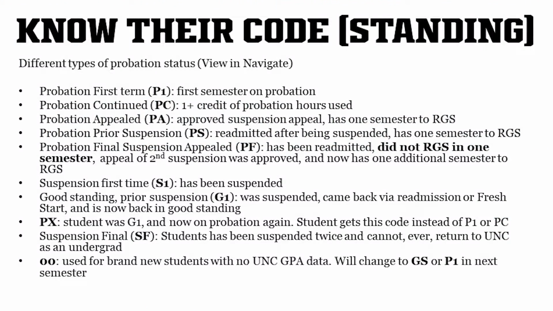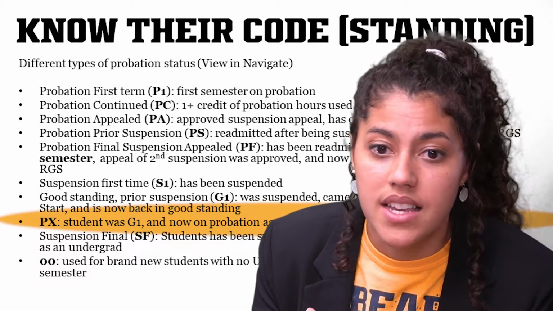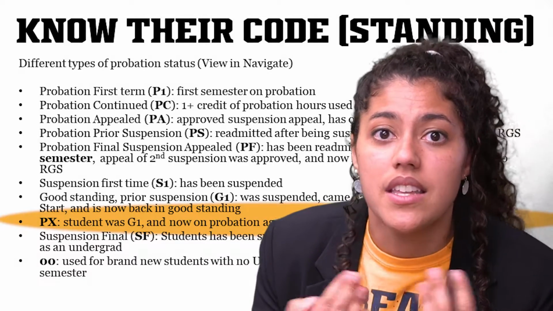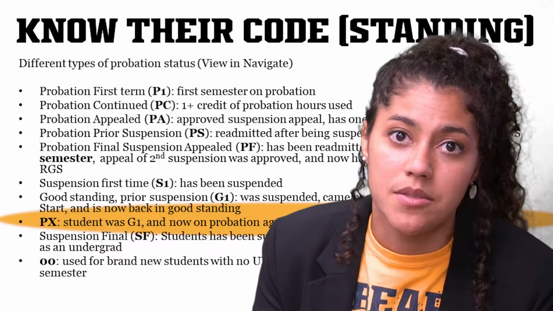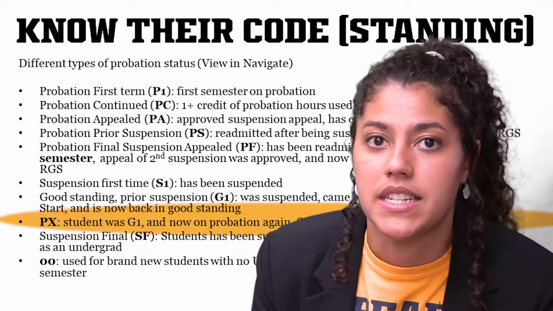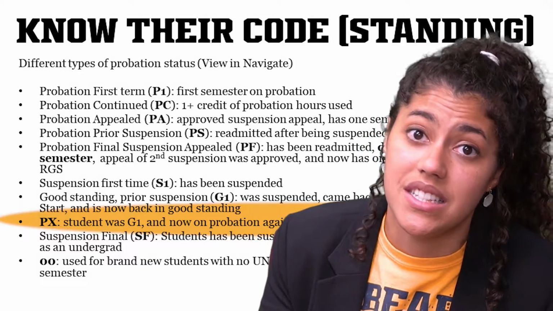Now another one to keep an eye on because of that second suspension rule is the PX code. So PX means that they have been suspended in the past, they came back, they got into good standing, and now they're on probation again. So something is happening. They could be anywhere in the probation process. So instead of being P1 or PC, they're coded as PX. And that just tells you they already have one suspension on their record. If they get suspended again, they are out permanently from UNC undergraduate studies.